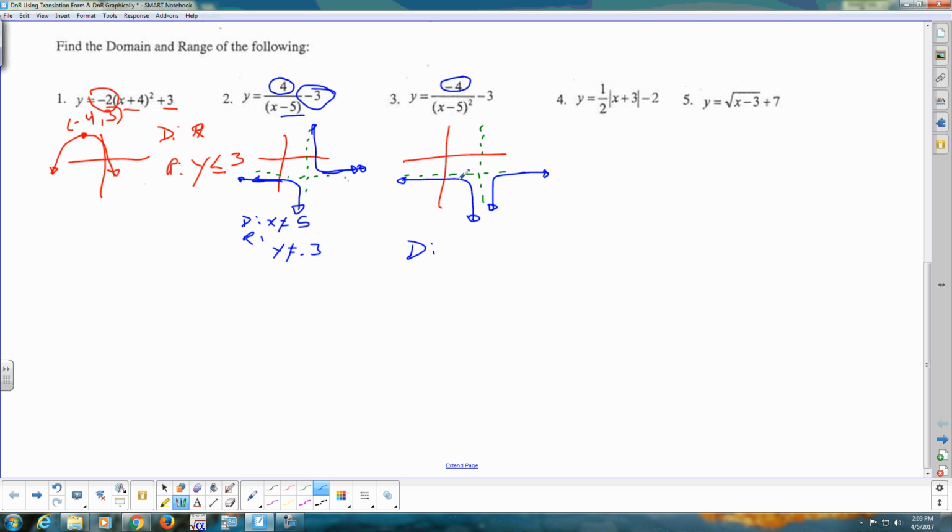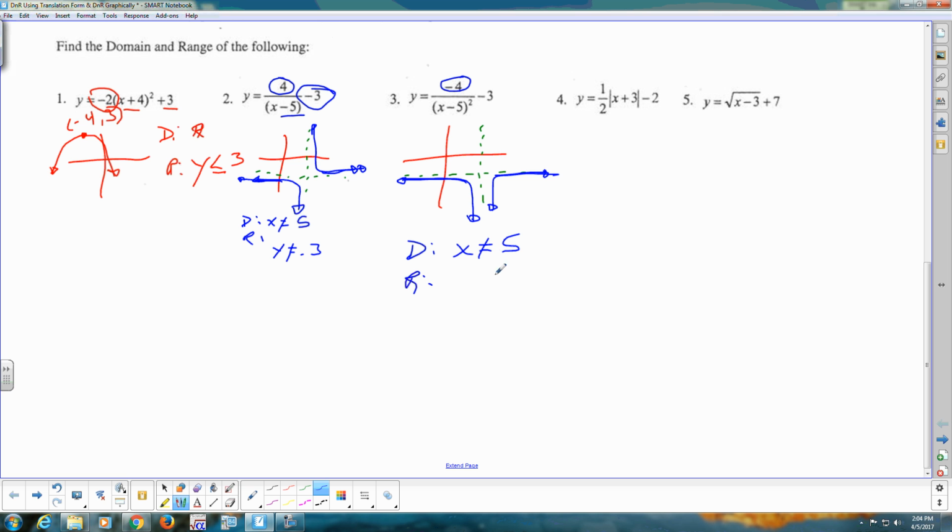Domain first. Can you go as far left as you want? Yes. As far right as you want? Absolutely. But as you move left to right, there's a gap here. Where's the gap? The gap's at 5. So x cannot be 5, just like it was at this one, because of the vertical asymptote. It can't touch the vertical asymptote as you move left to right.